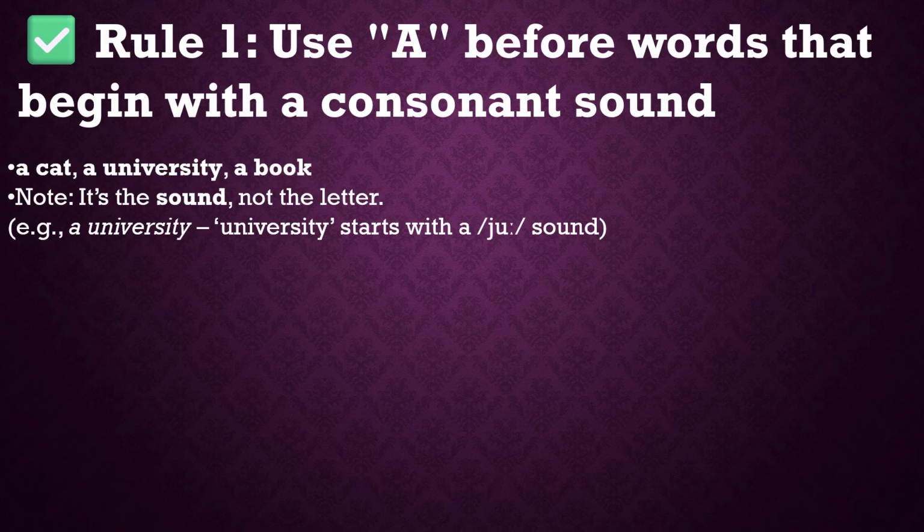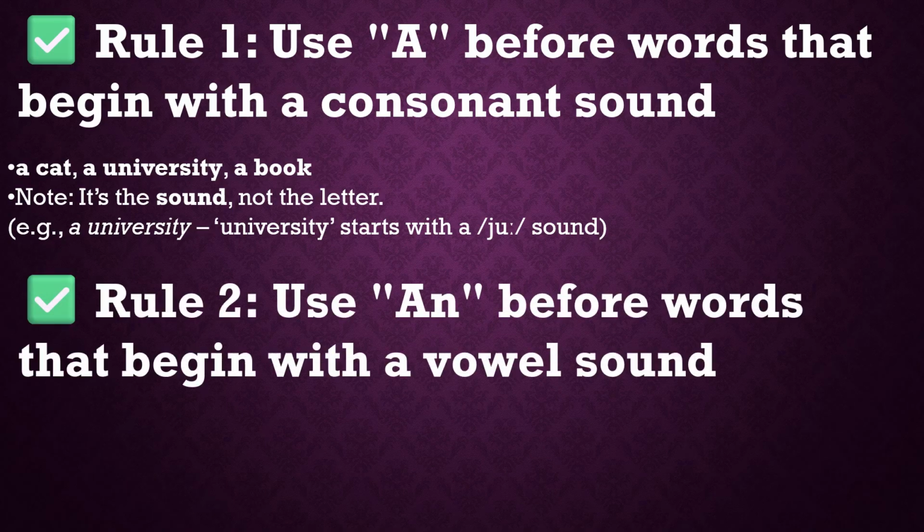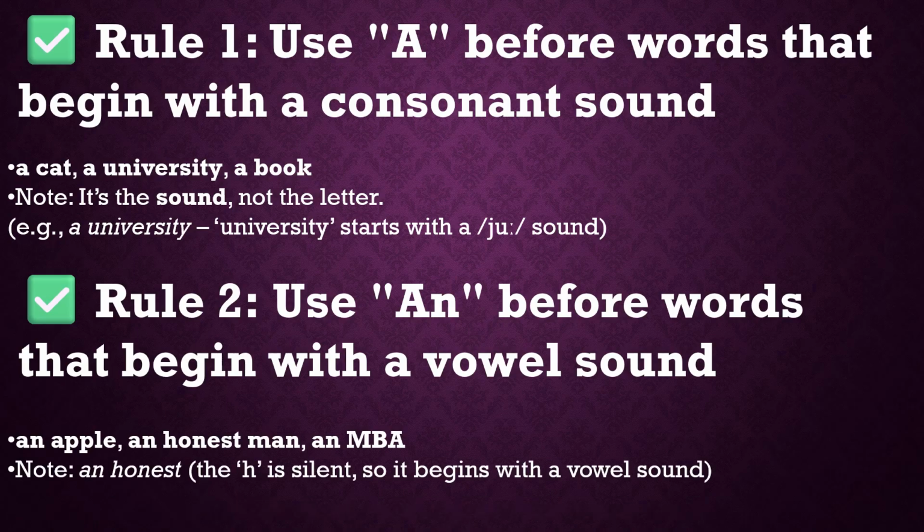Rule number 2. Use an before words that begin with a vowel sound. Remember, vowel sound. An apple, an honest man, an MBA. Remember to pronounce the word before adding an article. Here, in honest, H is silent, and for MBA, when you pronounce it, the sound comes as a vowel.